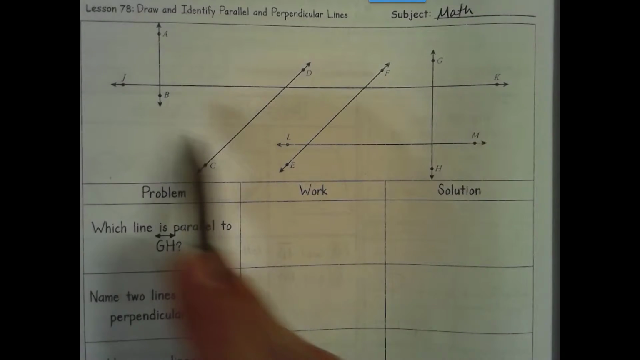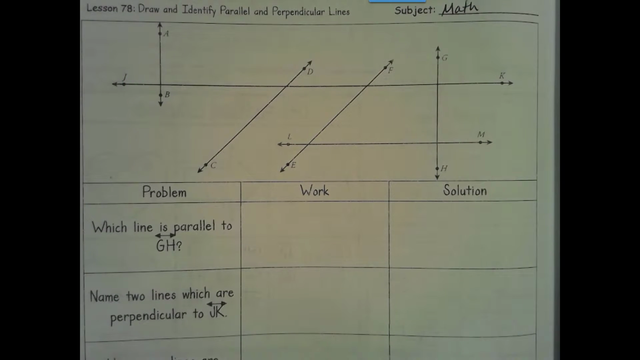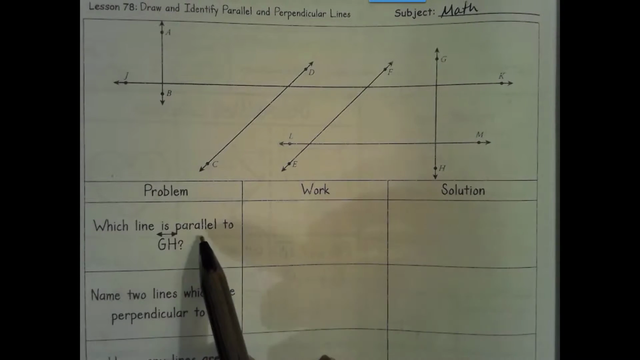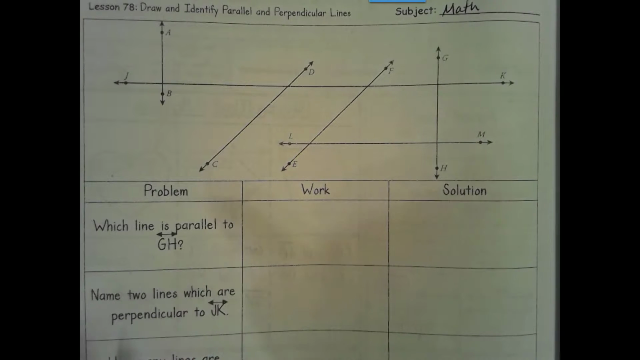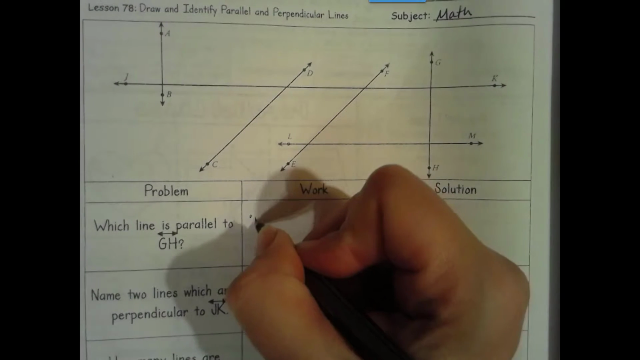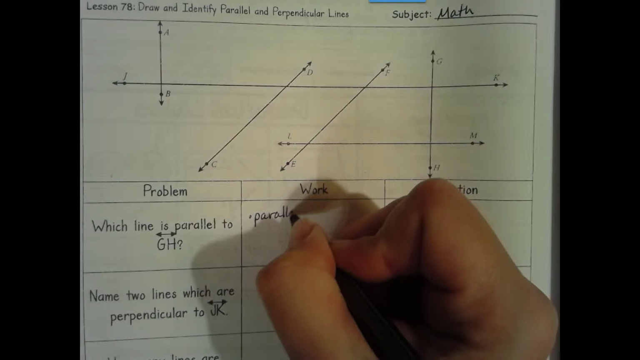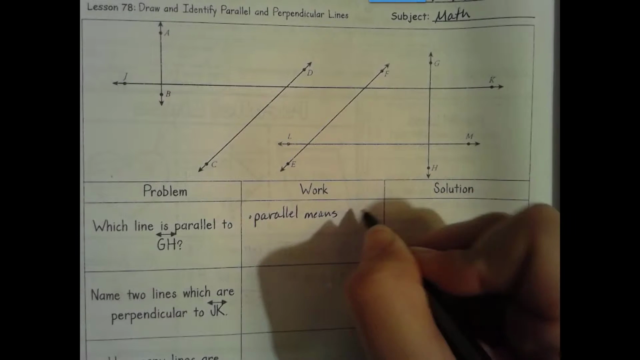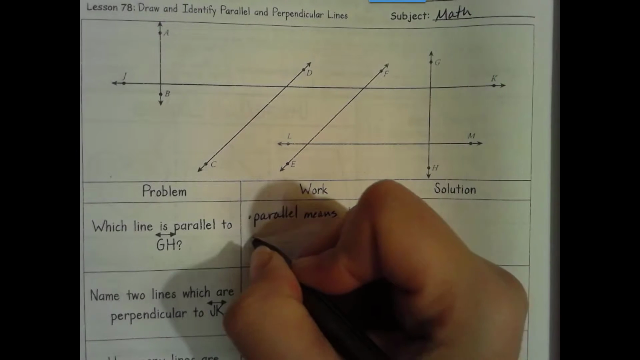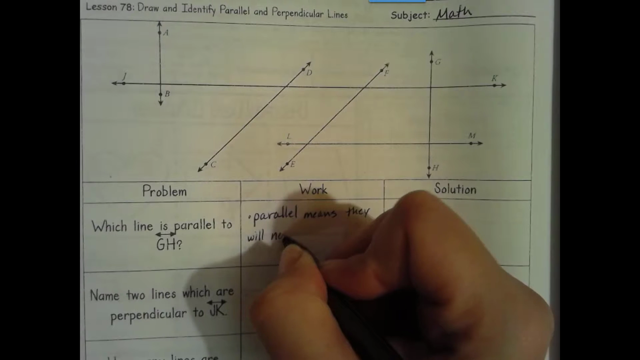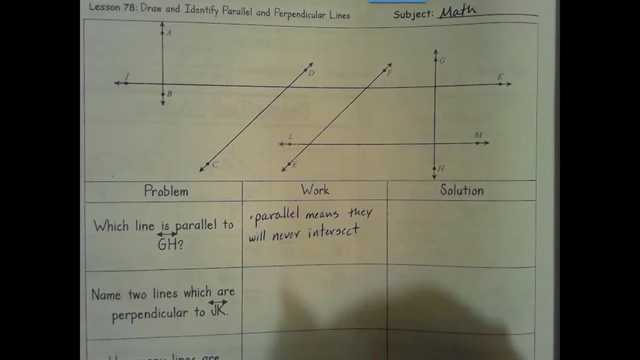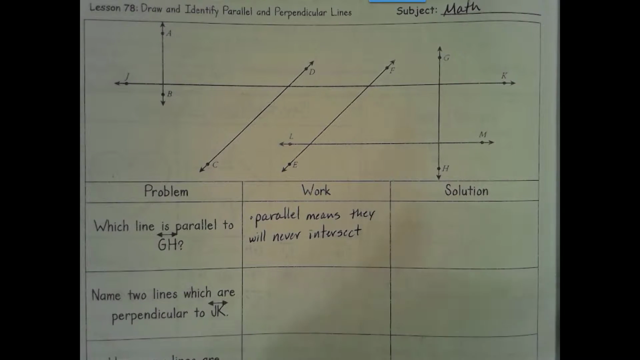Alright, so we're going to use this diagram right here to help us answer these questions. Which line is parallel to line GH? So first I have to remember, so here my work is just remembering what parallel means. Parallel means they will never intersect. Or another definition is that they're always going to be the same distance apart.